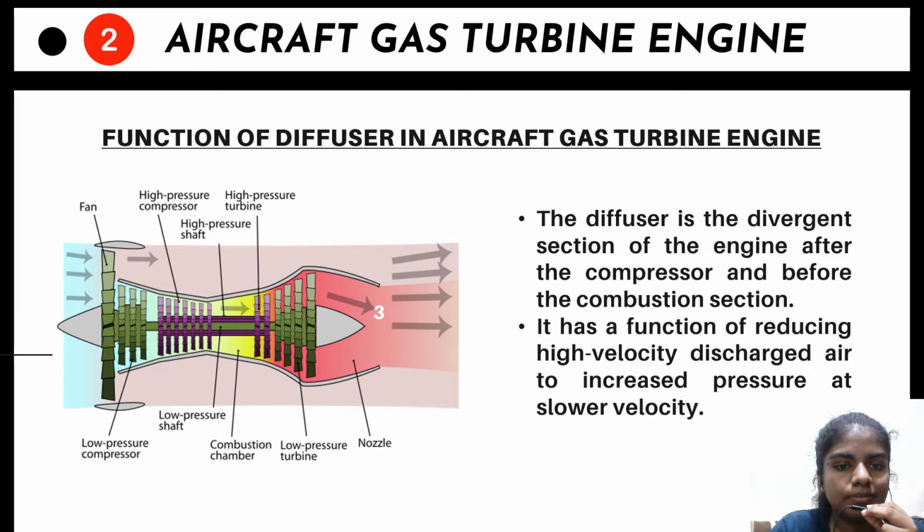I'm Leksha, and today I'll be presenting about the aircraft gas turbine engine. What is the function of a diffuser in an aircraft gas turbine engine? The diffuser is the divergent section of the engine after the compressor and before the combustion section, as you can see from the diagram. It has the function of releasing high velocity discharged air to increase the pressure at a slower velocity.